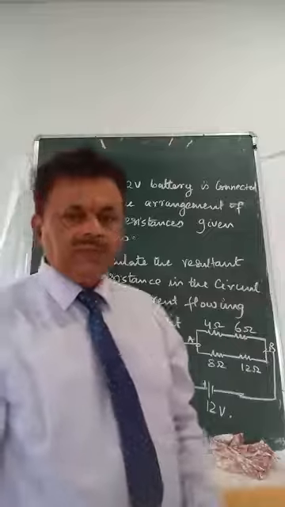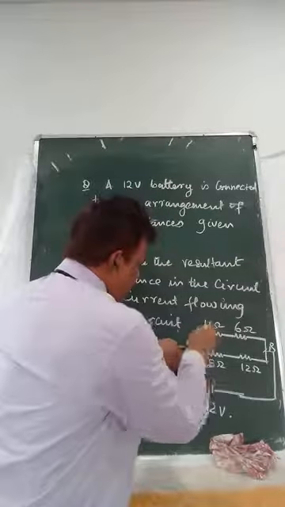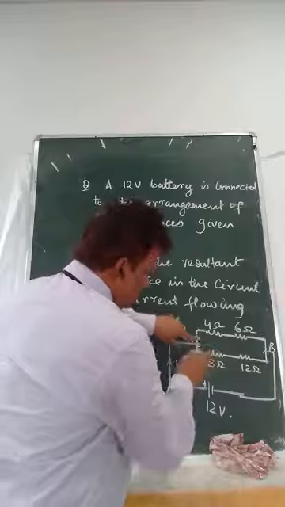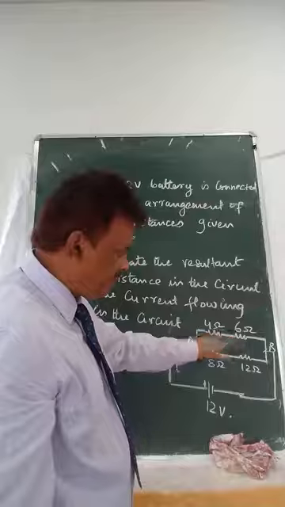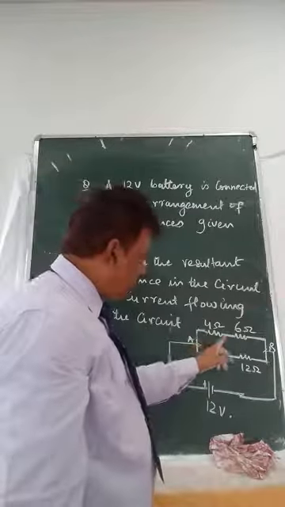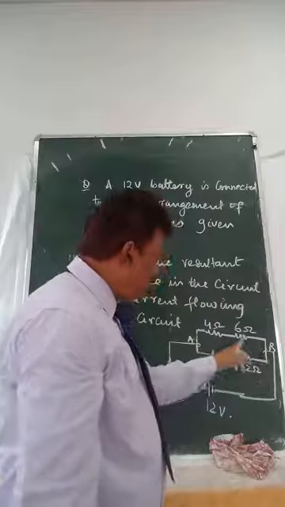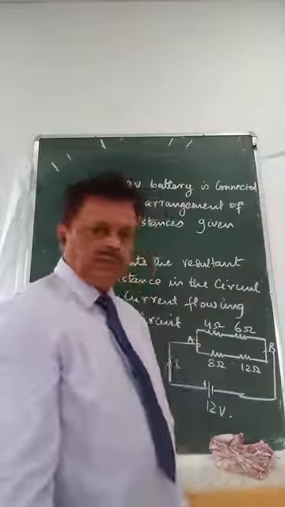Now I am to tell you here, from this junction one piece of wire is going, from this junction another piece of wire is going. That means this will be in parallel connection. But when you go from here to like this, these two are in series connection, this is also in series connection.